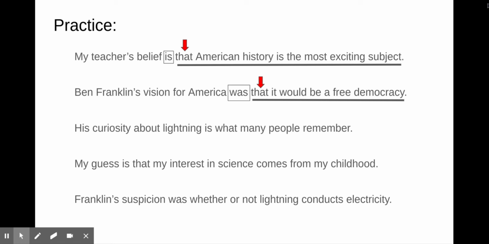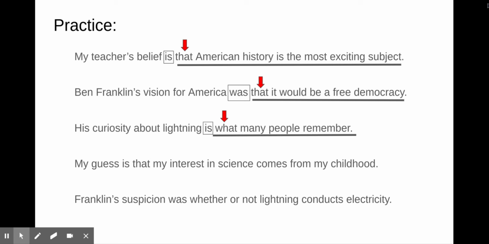Third one: his curiosity about lightning is what many people remember. So ding, ding, ding, is the linking verb that should have popped into your mind immediately. Then we find that introductory word. What is it? What. And go to the end of the sentence. What many people remember. What many people remember tells us more about his curiosity, because curiosity is the subject of the sentence.